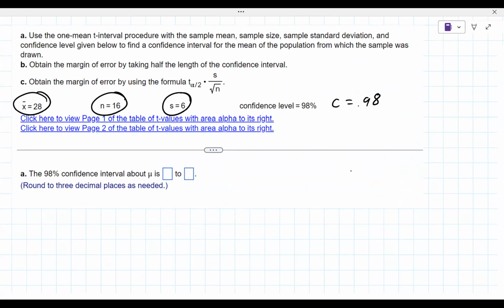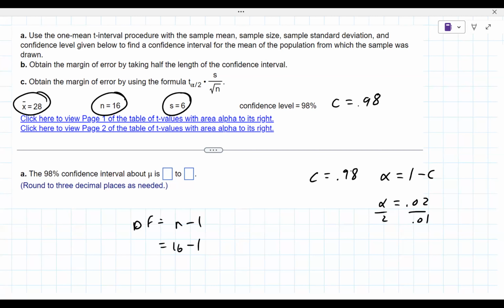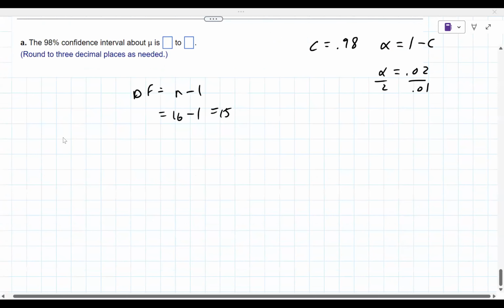Okay. Now for a 98 confidence level, your alpha is 1 minus C, which is 0.02. You divide it by 2, that's 0.01. Your degrees of freedom is the sample size minus 1, 16 minus 1. So you have to be able to remember that. And then you go to this table, and this time you want the 15th row on there. All right, so I'm going to snip that in. If you don't fully understand it, that's okay. You'll do more practice in class.